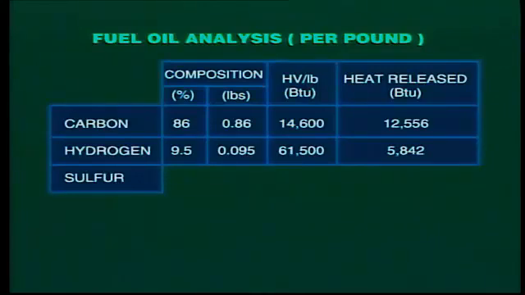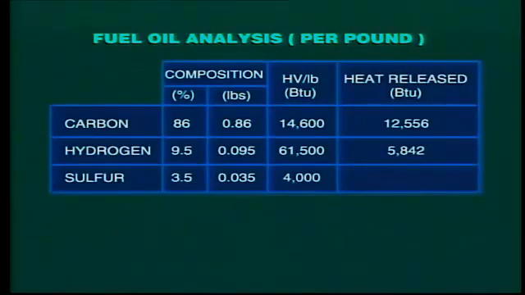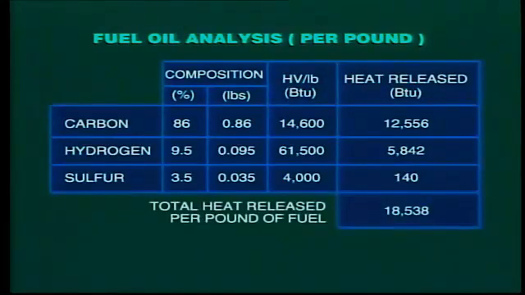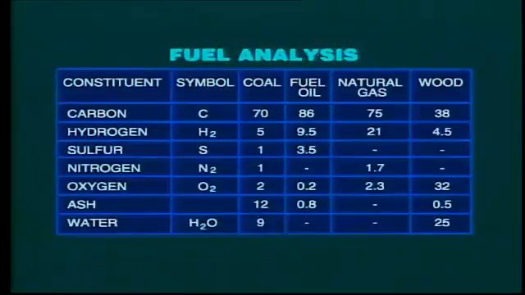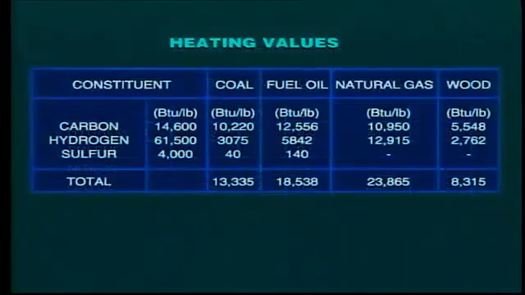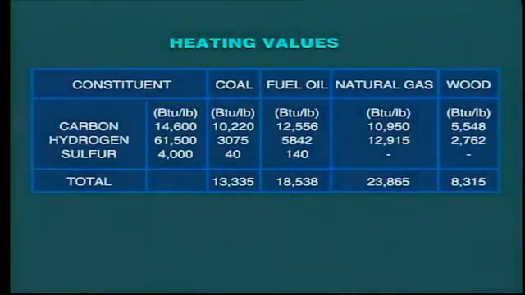The sulfur content in each pound of fuel is 0.035 pounds, and multiplying this by 4,000, we find that the heat content for sulfur is 140 BTU. Summing all of these quantities of heat for the different combustibles, we find that the total heat content of this particular fuel oil is equal to 18,538 BTU per pound. In your workbook, we have performed similar calculations in order to find the heat content for other fuels based on the typical analysis given. The results are as shown here.